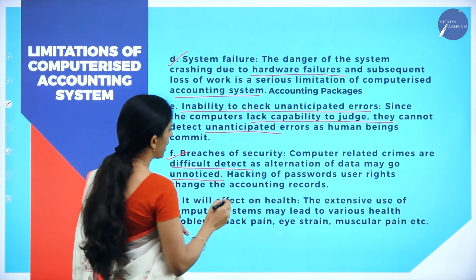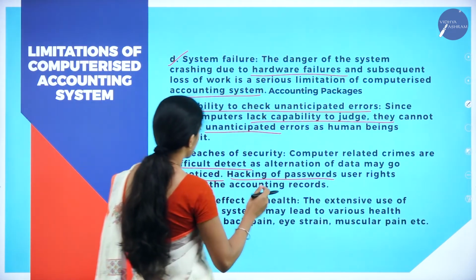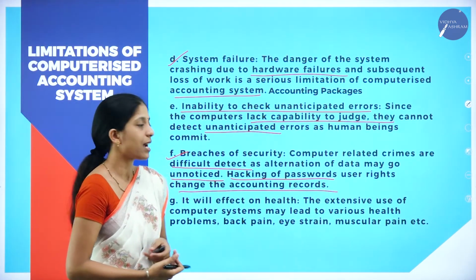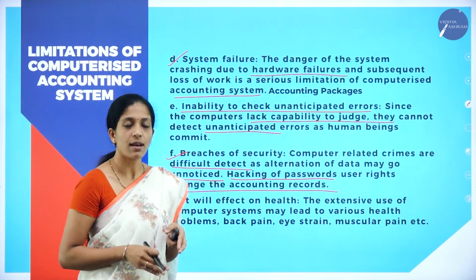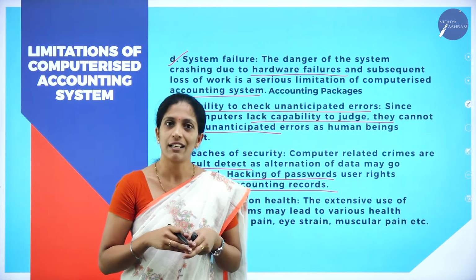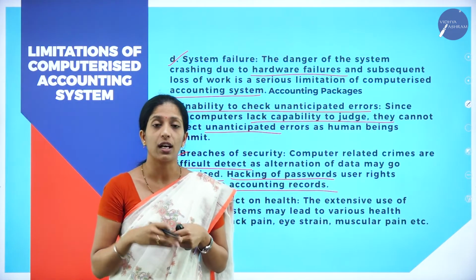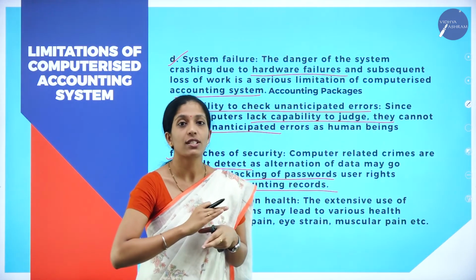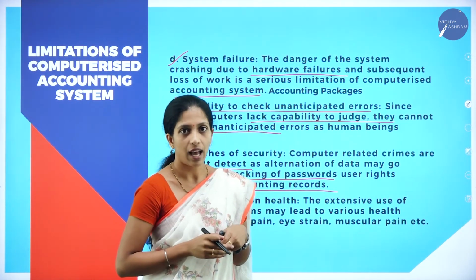So hacking of passwords, user rights, changing accounting records. These all happen under a computerized accounting system, because we cannot say that 100% security is there for the information which is fed into the computer. There may be chances of hacking also. So important information can be hacked by other hackers.